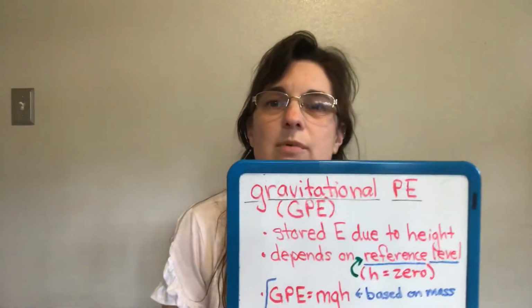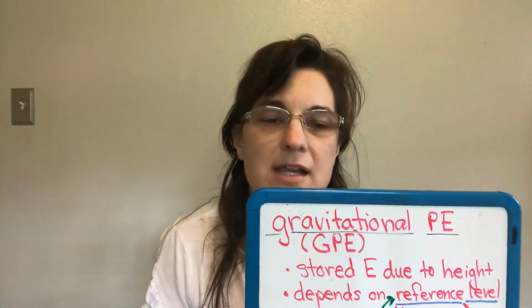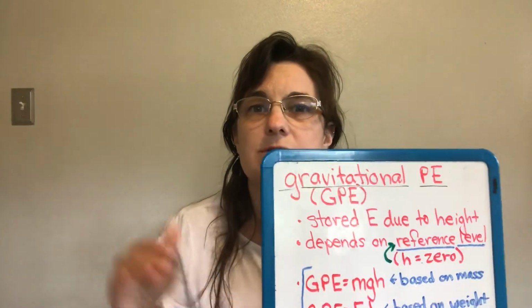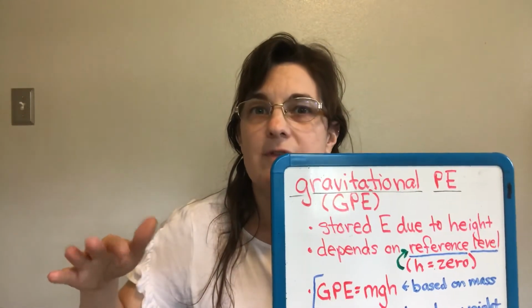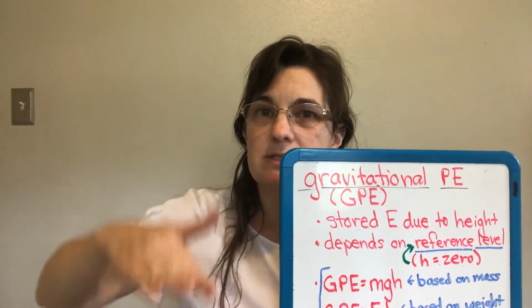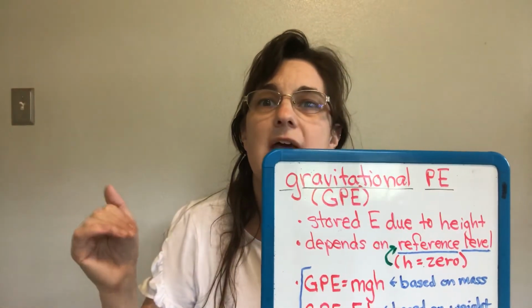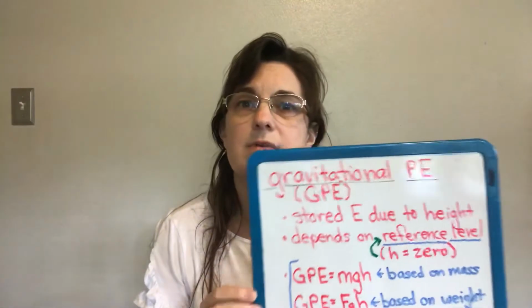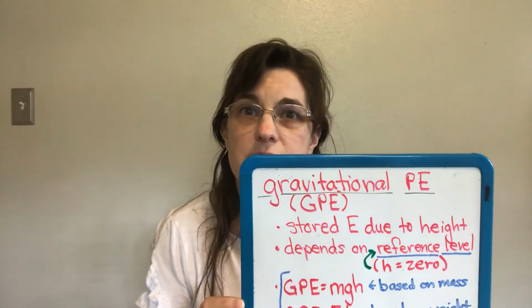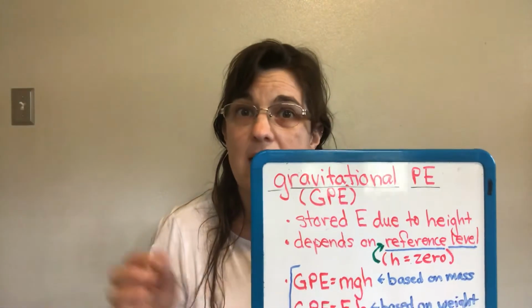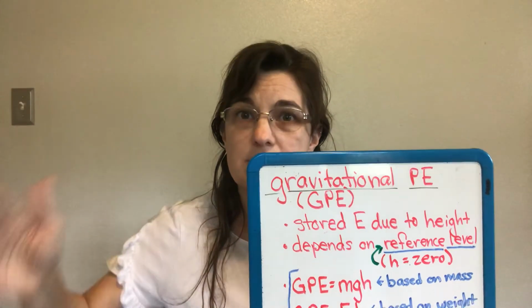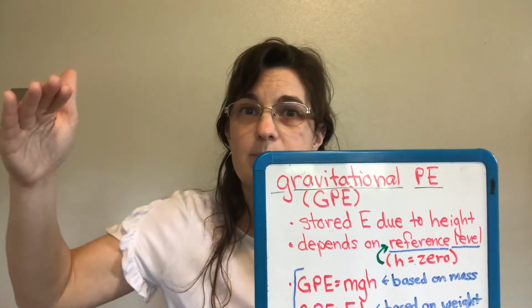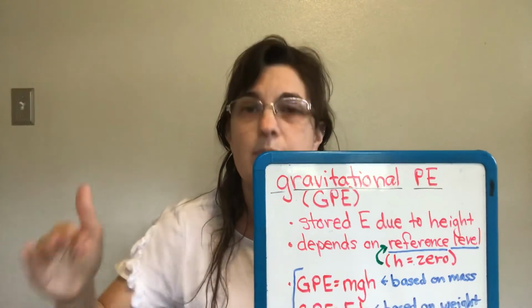This is the one you're probably the most familiar with, and it's the energy that something has due to gravity. And for that to be a factor, it needs to be at a certain height above what you say is the reference level. So again, gravitational potential energy is energy stored due to height. And so it has the potential to fall. So it's got the possibility that gravity could be pulling it down.